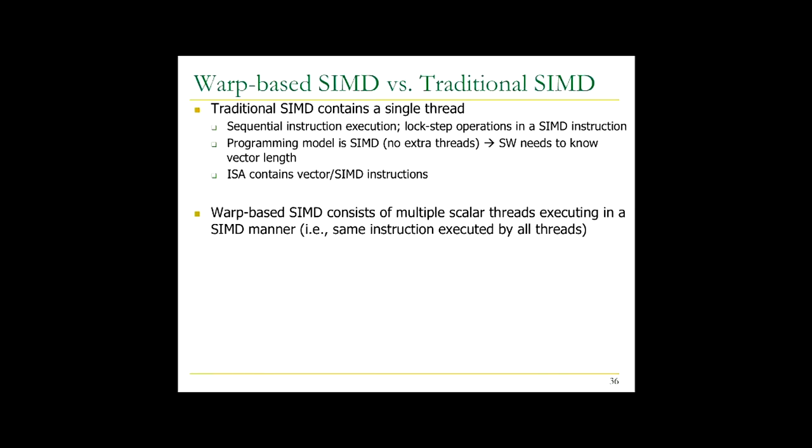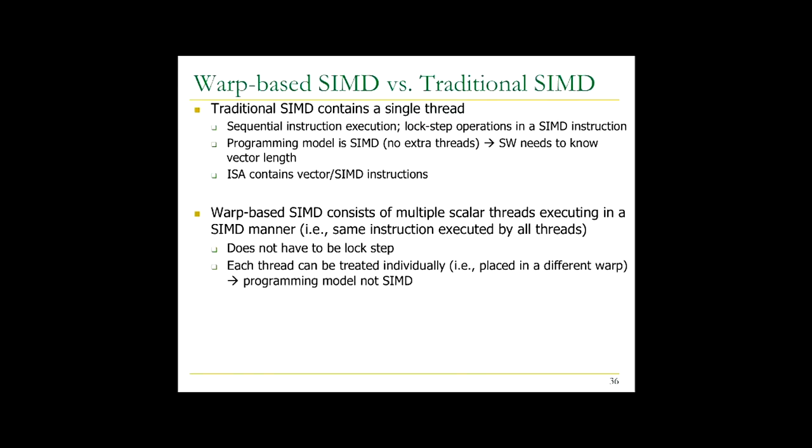So warp-based SIMD, or the GPU SIMT model, consists of multiple scalar threads executing in a SIMD manner. Basically, the same instructions are executed by all threads. It doesn't have to be lockstep. So you can actually merge these threads in different ways. For example, if a GPU recognizes that this thread is executing at the same program counter as this thread, maybe it can merge them. Of course, this requires hardware complexity, but it's possible to do it. And each thread can be treated individually, right?